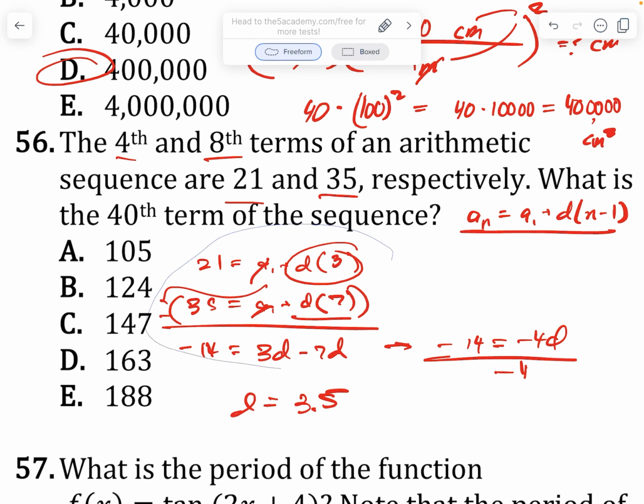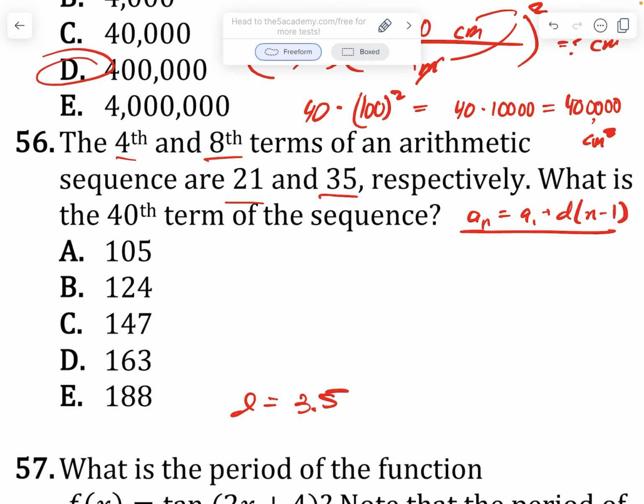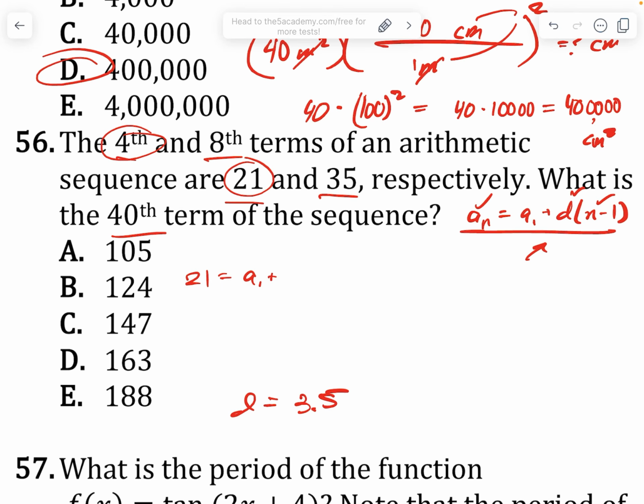Now, knowing that, the only other piece I need to find is A1 in order to use this formula to find A40. I can just plug in all my knowns. I know an AN, I know D, and I have an N to go off of as well. So let's just take A4 and 21. So 21 is equal to A1 plus the common difference of 3.5 times 4 minus 1, which is 3. Okay, and let's just solve for A1.